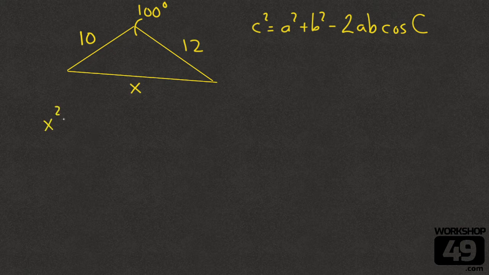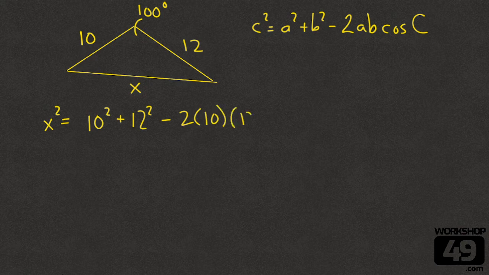So let's go ahead and fill these in and see what we get. Our x squared will equal, well, which one is a, the 10 or the 12? It turns out it doesn't matter as long as you pick one. So typically I pick the smaller one for a, but it could be 10 or 12. 10 squared plus 12 squared minus 2 times 10 times 12 times the cos of 100 degrees. And make sure your calculator is in degrees mode.